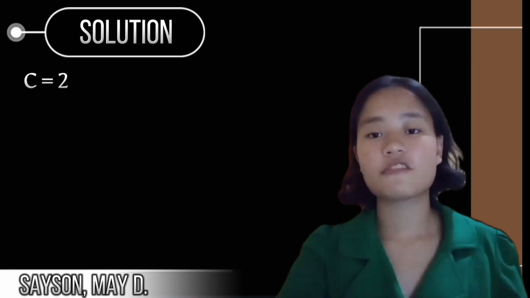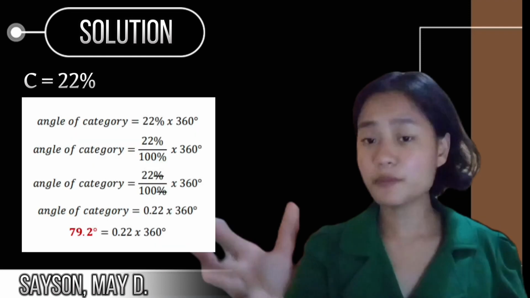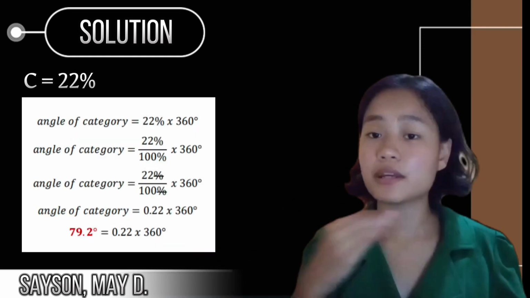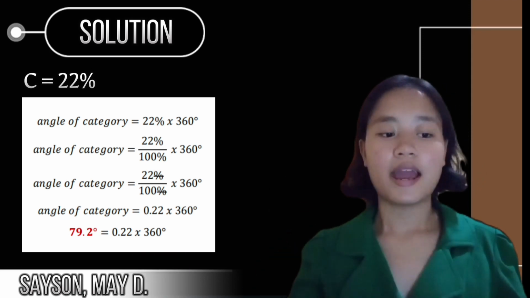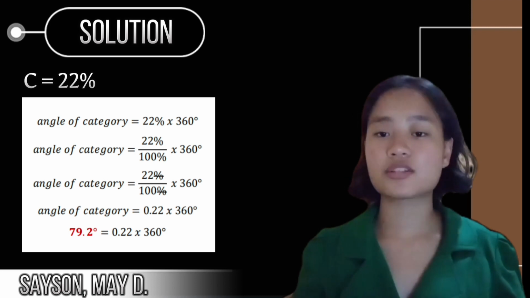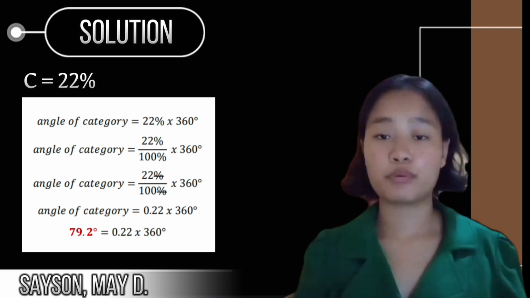Then for the 22% of people who choose to have their personal services, you just have to substitute the values into this same equation until you get 0.22 times 360 degrees, and then until you get 79.2 degrees as the answer for your 22% of people or students who have personal services.